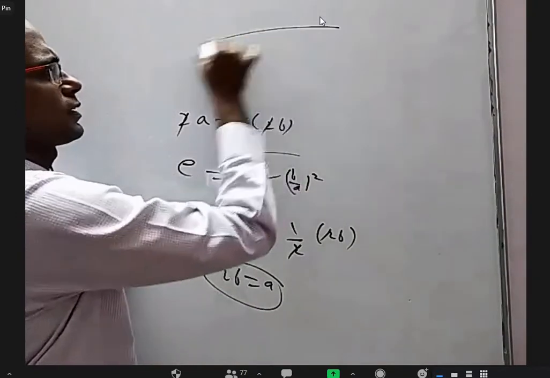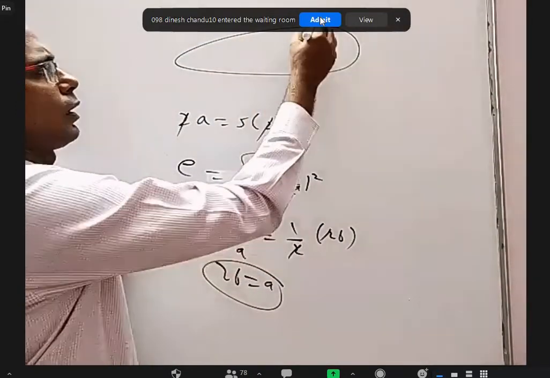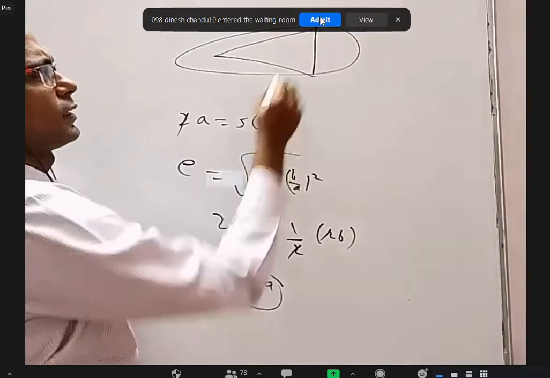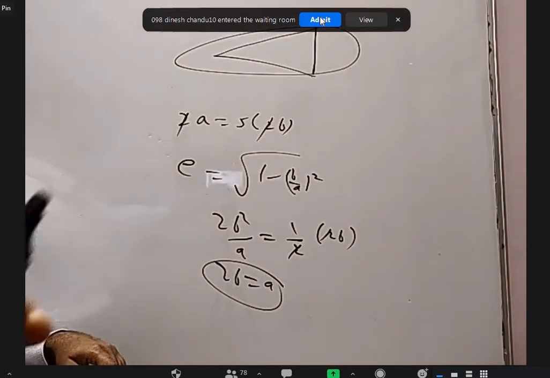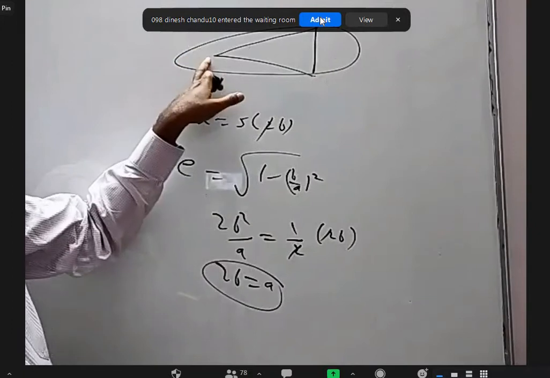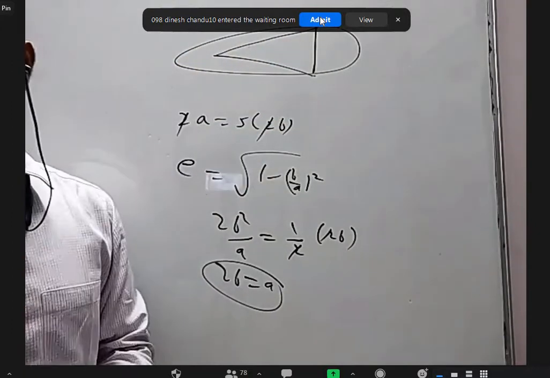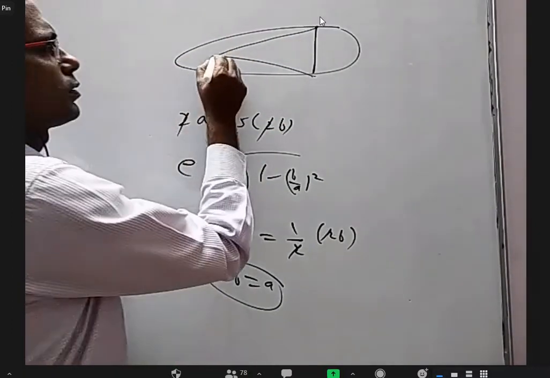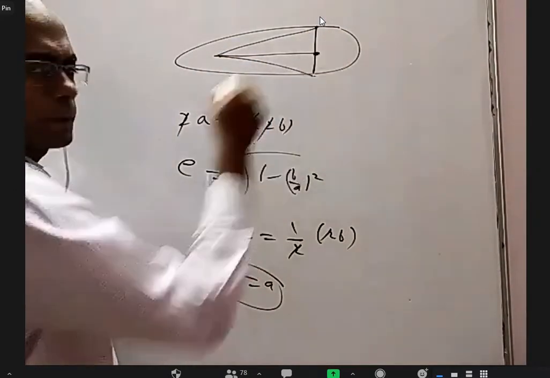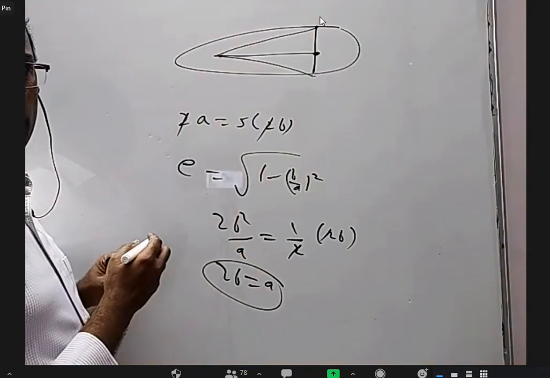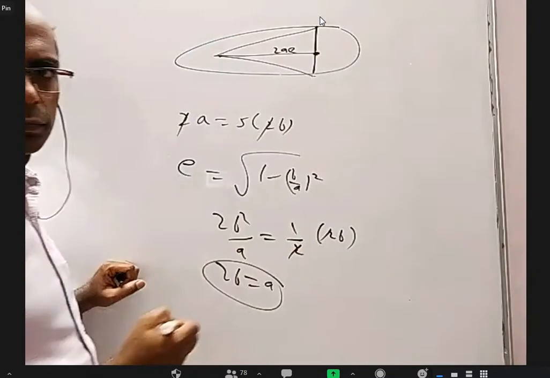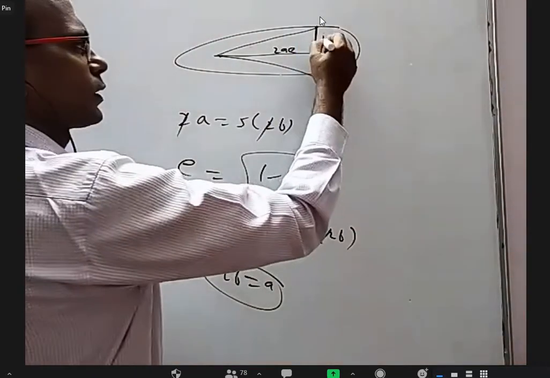Sometimes they may tell there is an ellipse, and there is one latus rectum. If you join it to the other focus, this is an equilateral triangle. One latus rectum end and the other focus are forming an equilateral triangle. What is the eccentricity? Very simple. If this is the latus rectum, this is the focus, this is the other focus. So what is this distance? 2A. And what is this one? B square by A.